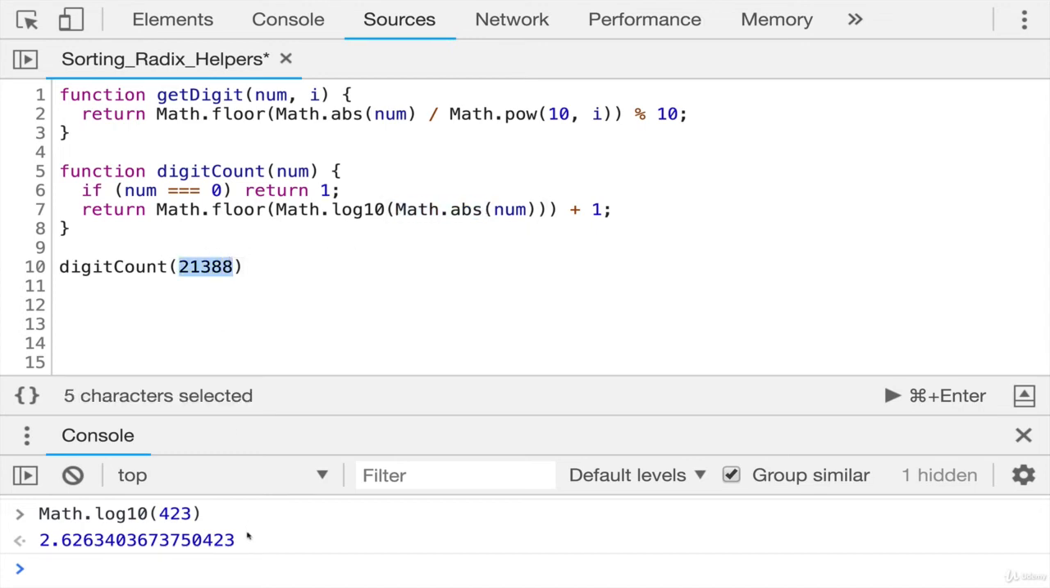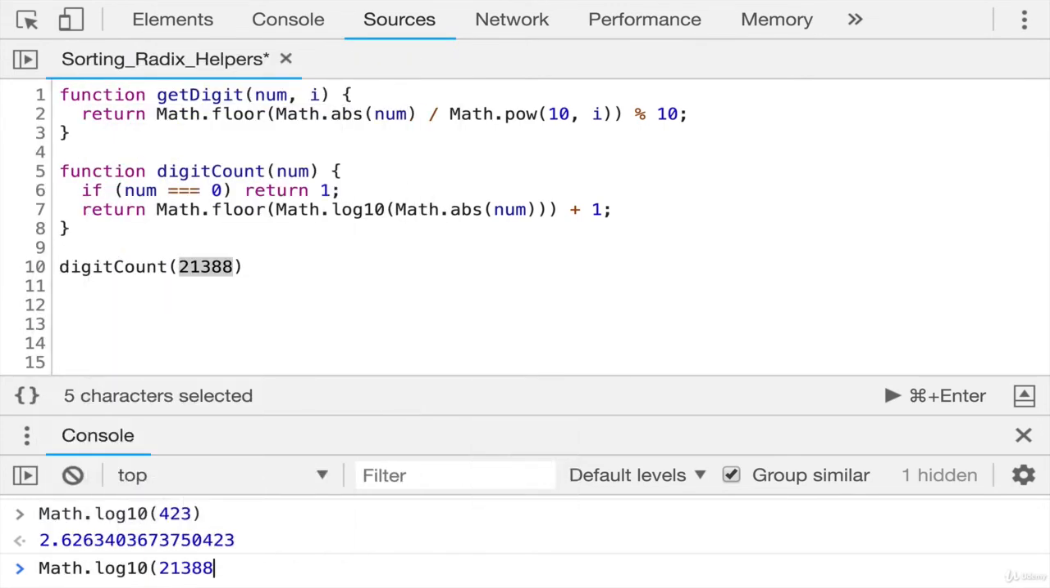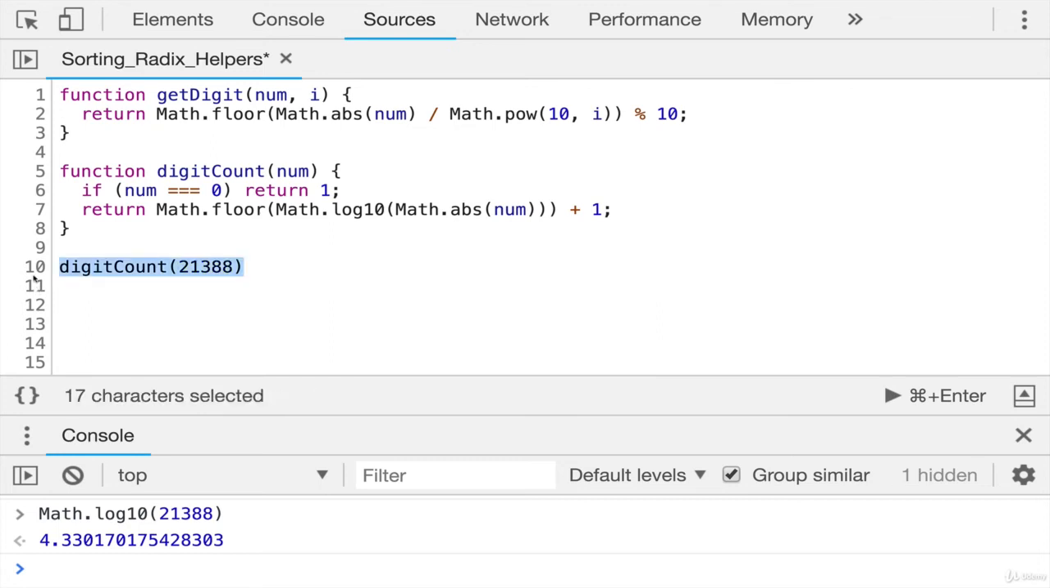So if we take this number and we do math.log 10 of that, and then we floor that, we get 4, and we add 1, which is 5. That's how many digits are here: 1, 2, 3, 4, 5. Okay, so if the math is crazy to you, don't worry, it works. And this is something I feel like it's totally normal to just take from Stack Overflow and add to your code if you really need it.